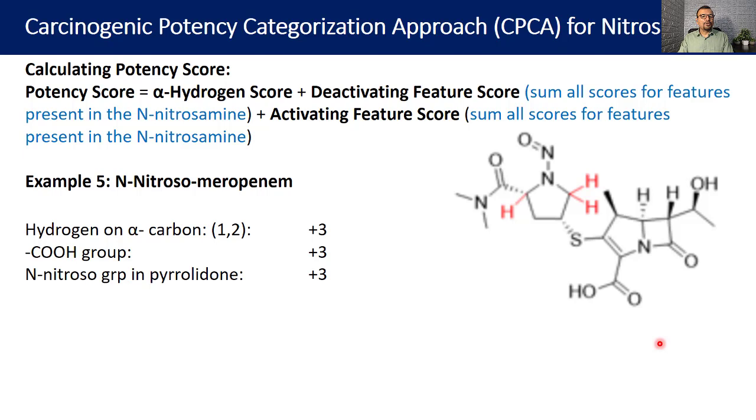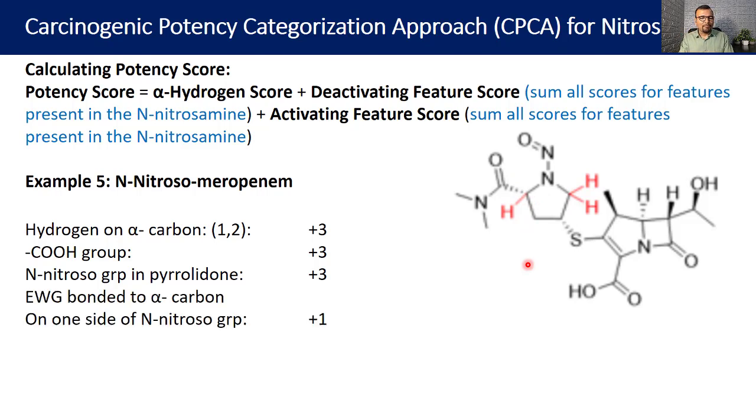Then the N-nitroso group in pyrrolidine. I'm so sorry for the spelling mistake. It should be pyrrolidine, not pyrrolidone. So here is the pyrrolidine ring, isn't it? And that is going to help us in reducing the potency, and +3 is the score.